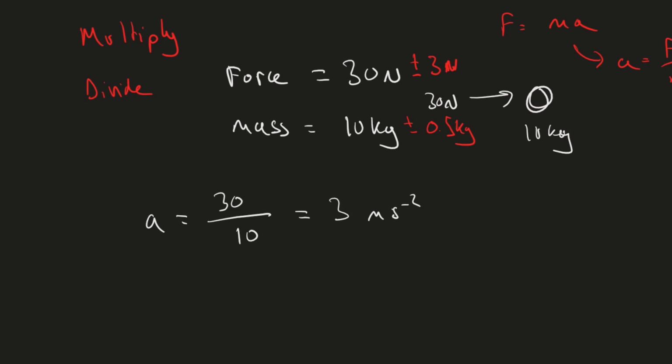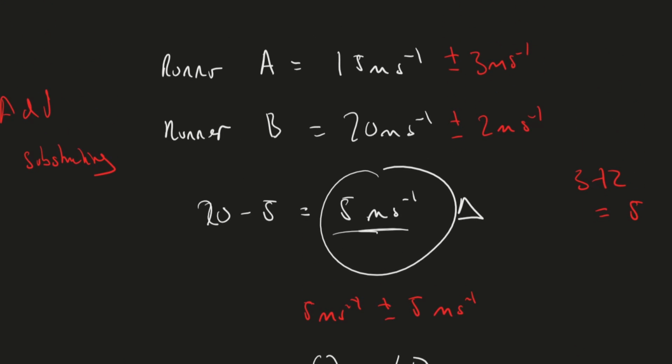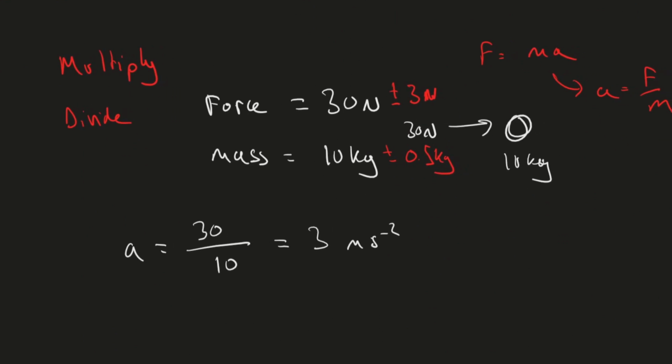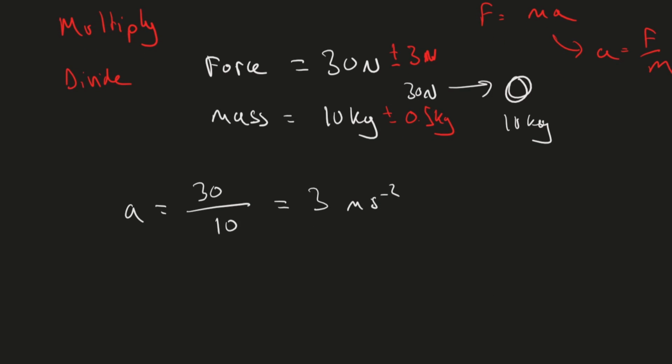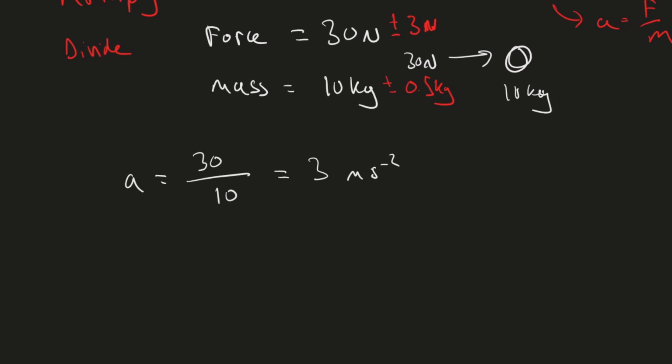But it's not going to be 3 meters per second squared exactly. It's going to be 3 meters per second squared plus or minus a certain uncertainty. And how do you work out that uncertainty? Well, when you multiply or divide your data, then to work out the uncertainty of the calculation, you need to add the percentage uncertainties. So previously, when we added or subtracted the data, we had to add the absolute uncertainties. If you multiply or divide the data instead, we have to add the percentage uncertainties. Okay, so how do we go about doing that? The uncertainties that were given are absolute uncertainties, so we need to convert these first to percentage uncertainties.